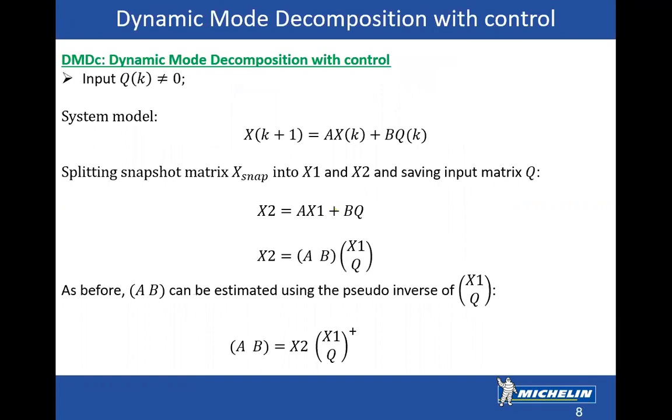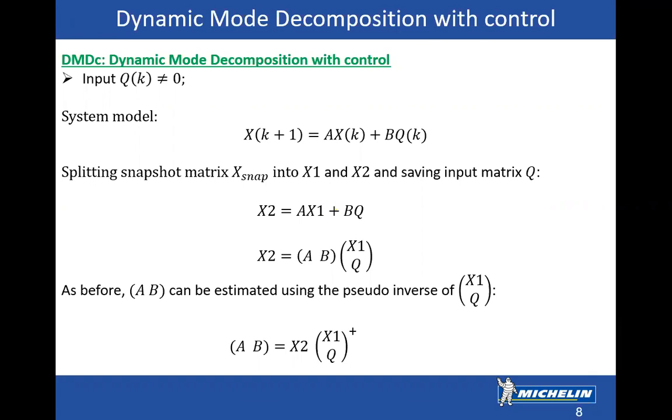Okay, but since we're dealing with a control process, the input is not 0, so I have q. And for this, we have the updated version of the DMD, dynamic mode decomposition. They introduced for it the control, so it's DMDC. So the system model is not anymore x(k+1) equal to A x(k). It is x(k+1) equal to A x(k) plus B q(k). The same as before, if I know x(k+1) and x(k) and q(k), I can estimate A and B.